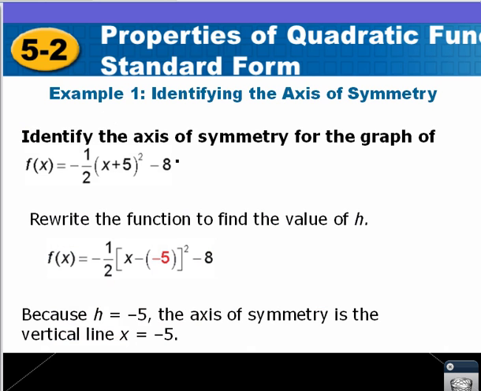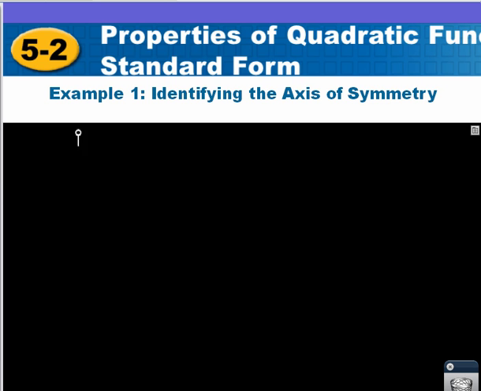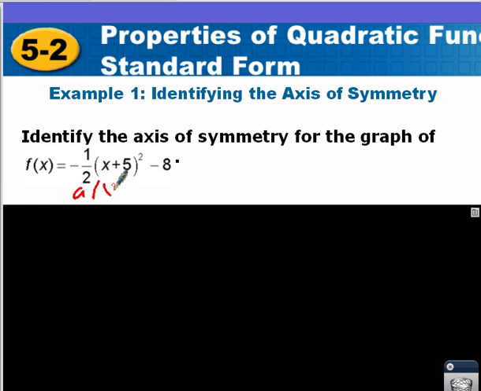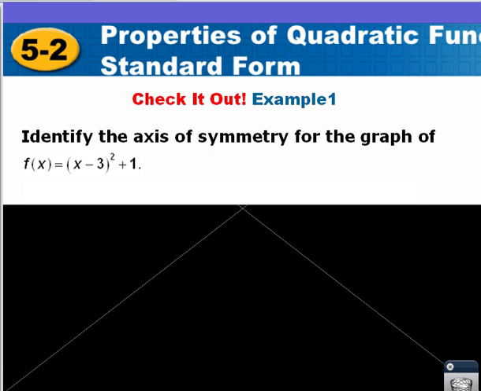We're going to look at a different form, but I guess first we're going to do a problem. Identify the axis of symmetry. So remember, it's a times (x minus h) squared plus k. In this case, our h is -5 since this is positive. So our axis of symmetry is just going to be x equals -5. All right, and you will identify the axis of symmetry for the graph of this function.